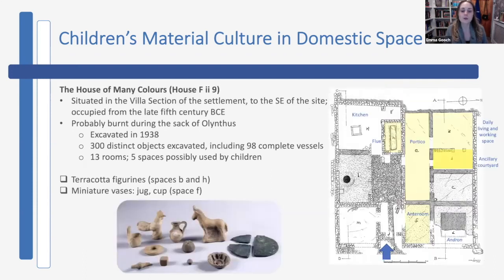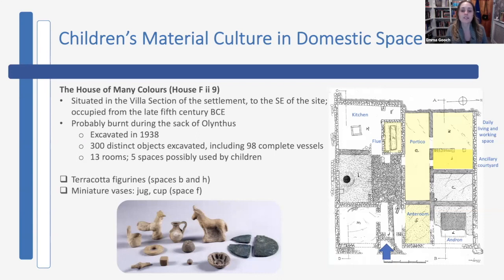The House of Many Colours, also termed House FII-9, was more elaborate. It was situated in the villa section of the settlement at Olympus to the southeast of the site. The house was occupied from the late 5th century, and it, like the previous house, was apparently partially burned during the sack of Olympus, and the result of the destruction was relatively good preservation.